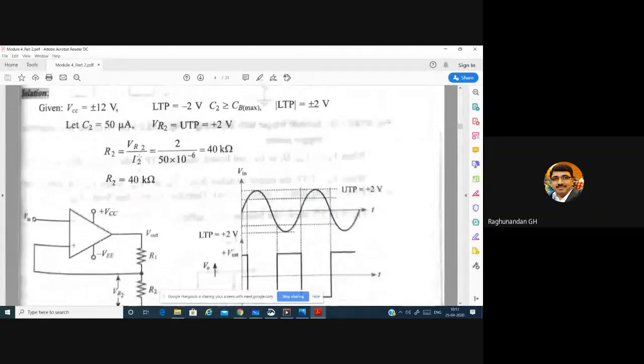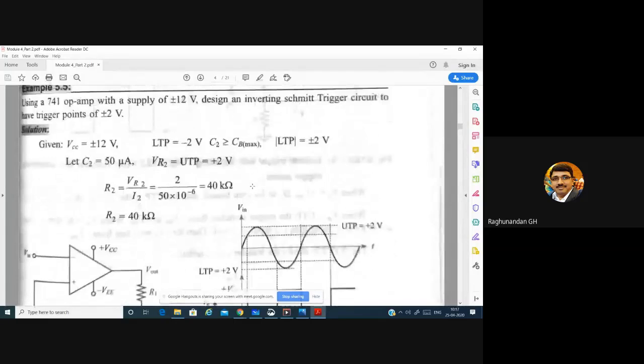So these are the problems which we are having. We can do these problems in the next class. If you have any doubt, you can just ask me.